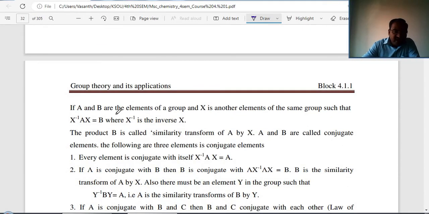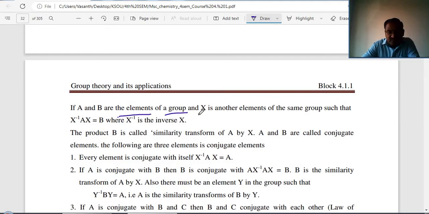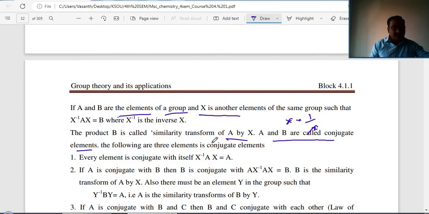Consider elements A and B of a group, and another element X of the same group, such that X inverse A into X equals B, because X inverse and X cancel. The product B is called the similarity transform of A by X. A and B are called conjugate elements. The following three properties hold for conjugate elements.